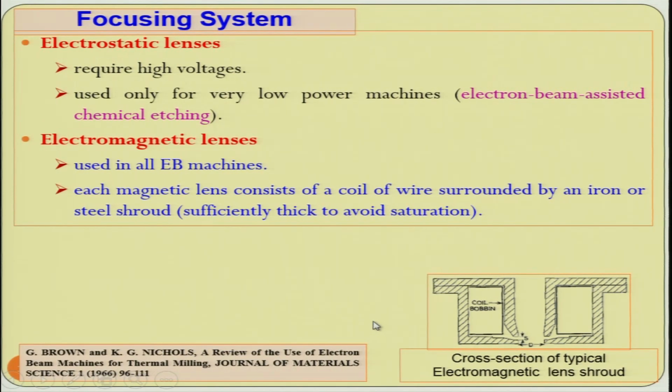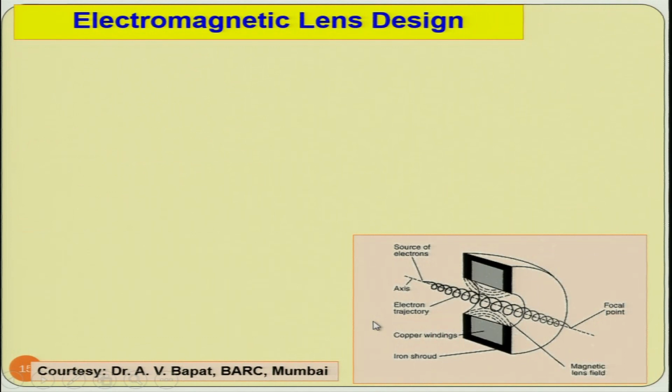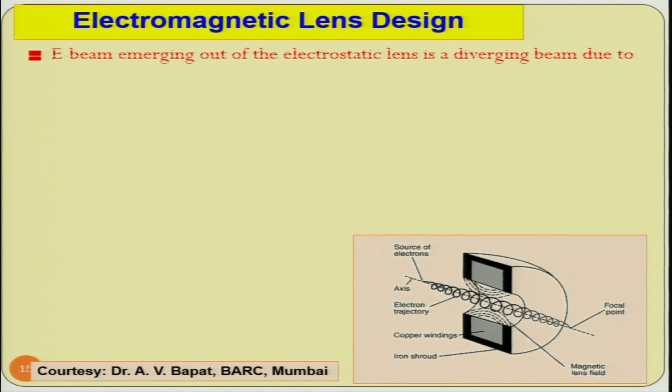Now, this is the paper from where this reference has been taken. Now, let us see the electromagnetic lens design. This is the electromagnetic lens. This design we have received with the courtesy of Dr. A.V. Bapat from Bhabha Atomic Research Centre, Mumbai.